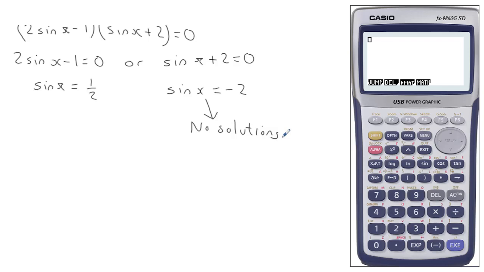Okay, so for sine x equals a half, well, you should know by now using the handle or otherwise that sine 30 equals a half. Draw a circle. 30 degrees is there. Remember, pi is 180, so pi by 6 must be 30.